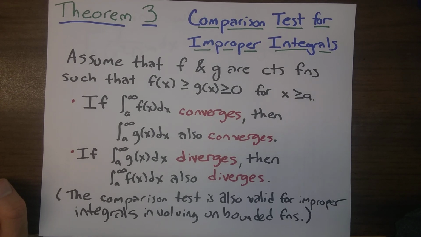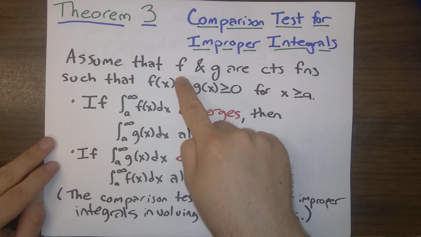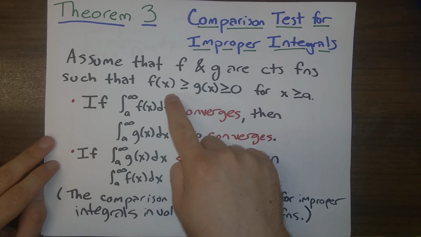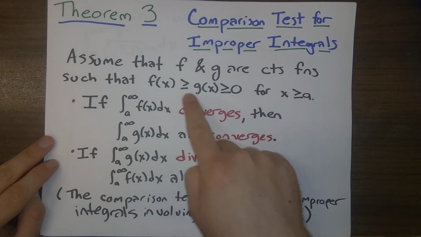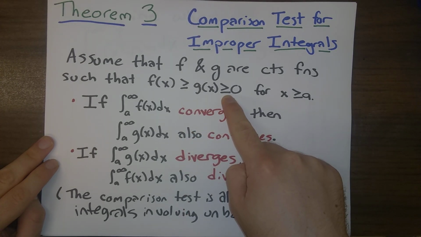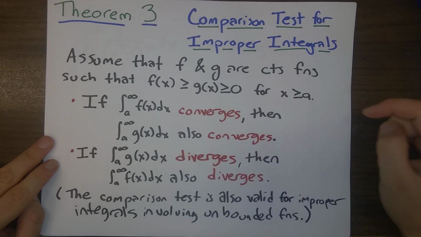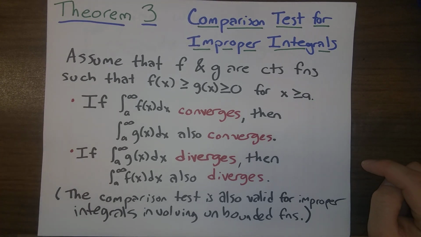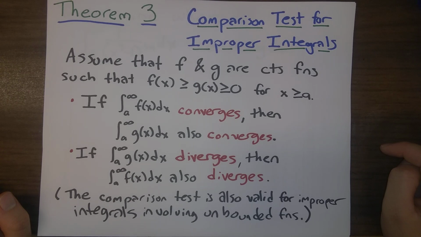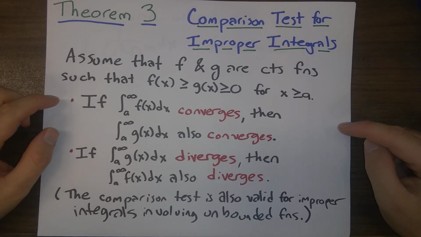Final test for improper integrals, one final theorem, a comparison test. Suppose that we have two different continuous functions with the property that f of x is always greater than or equal to g of x, and both of them are non-negative, and we're assuming that this is true for all x greater than or equal to some cutoff value. Take a look at what this says.